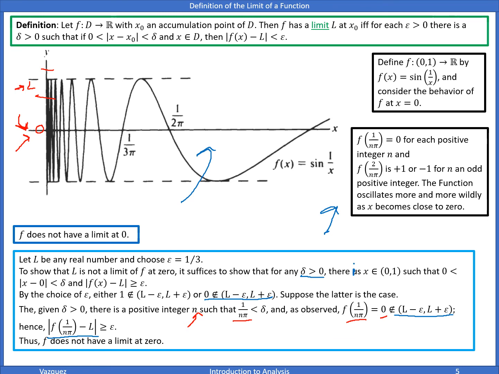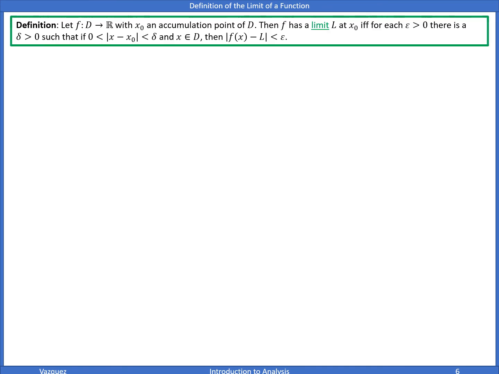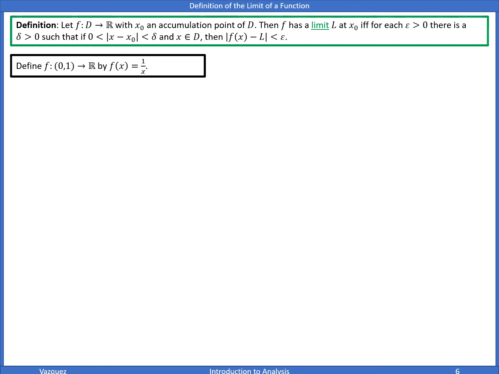Okay, and our last example, again, the definition. Our last example is a function you're probably familiar with. We're going to define a function with the domain 0, 1, mapping to R, the real numbers, by f of x equals 1 over x.